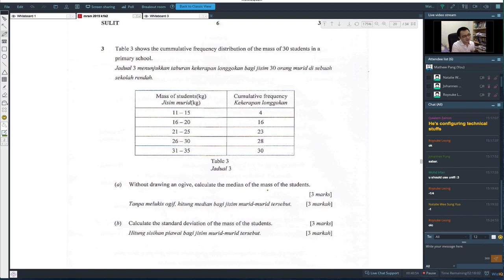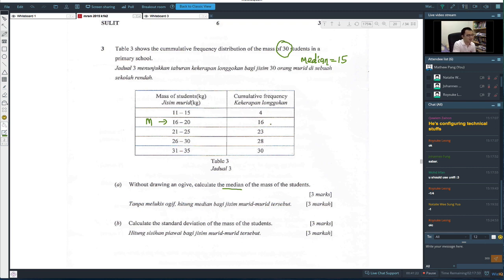So median, I know, means the middle. If in total I have 30 students here, I know my median will be 15. So I have to find where the 15 goes. In order to understand this, of course I know my median class is this one, because here if you add, it already reaches 16. So 15 is somewhere from 4 to 16, isn't it? So yeah, this one will be the median class.